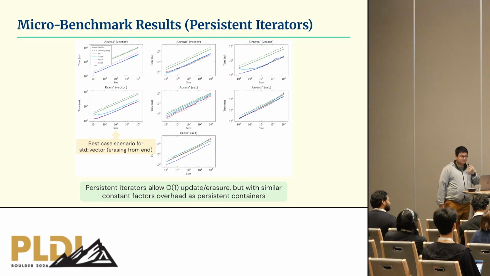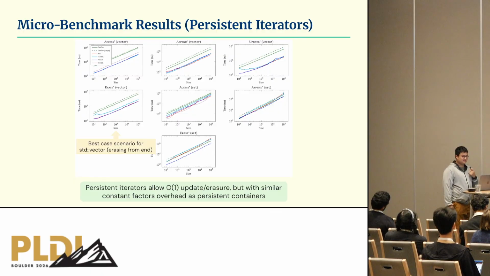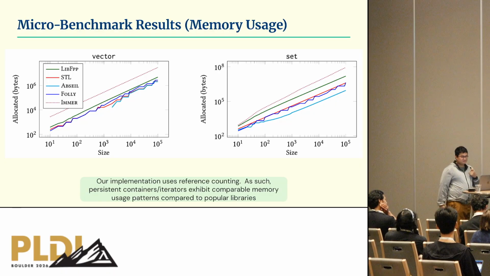We have also done some benchmarks using iterator operations instead. We can see that the persistent iterators have low constant time update and erasure, but with a similar constant factor overhead as using the containers themselves. We can see that this graph is very similar to the ones in the previous slide, showing that they basically have the same performance characteristics. Finally, we also benchmark the memory usage of our library compared to common third-party libraries.